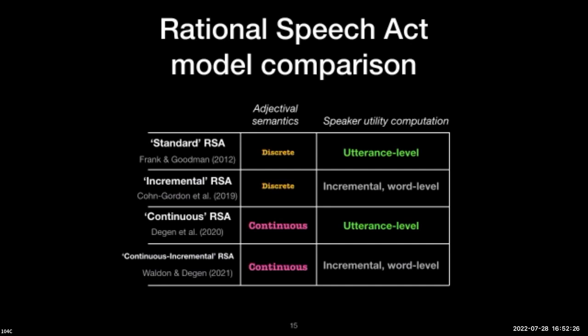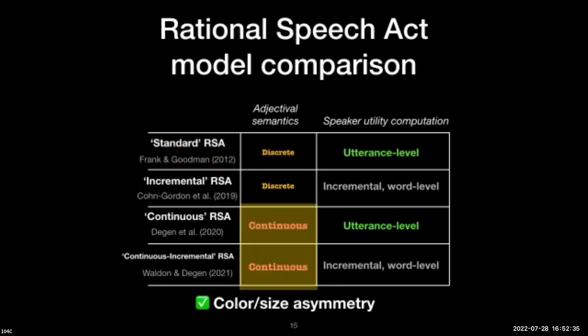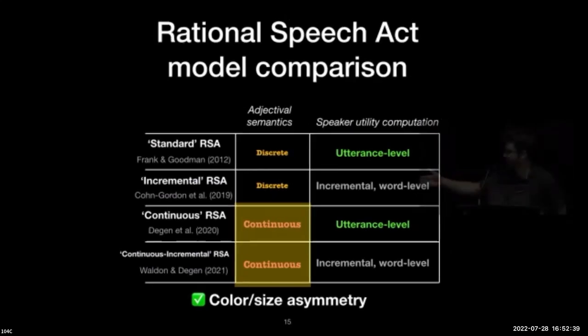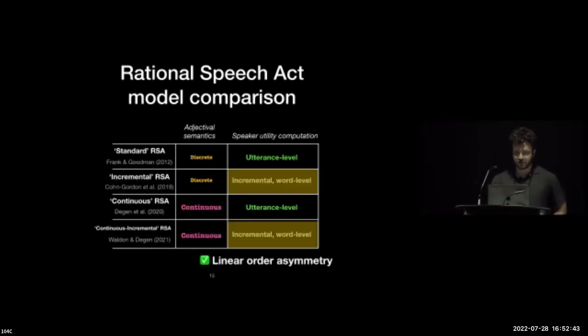So as discussed elsewhere in the literature, standard RSA has features that make it incapable of capturing the color size asymmetry or the linear order asymmetry, but models that are continuous with their semantics have been successfully used to model the color size asymmetry, and then models that assume that speakers compute utterance utility incrementally have been used to successfully model the linear order asymmetry.